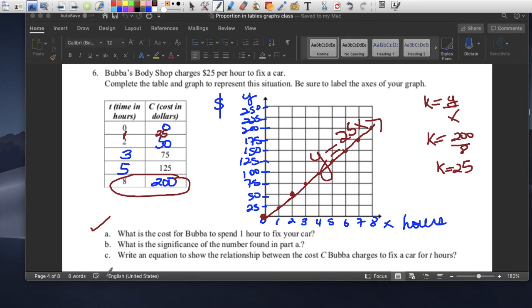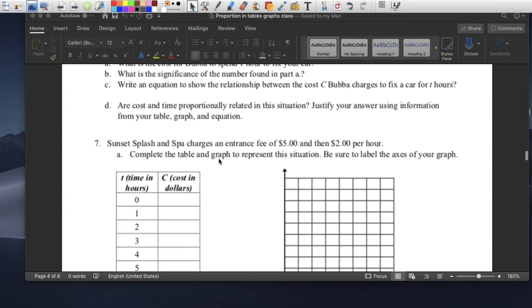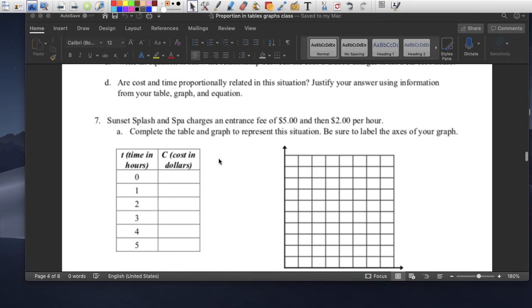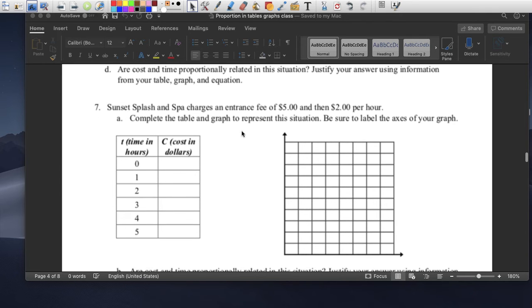So we already answered letter A. What is the significance of the number found in part A? What is the cost for Bobby to spend 1 hour? Well, the number for 1 hour is $25, right? And this is called our unit rate. Once you know that, everything else becomes super easy. Write an equation: we just did, y equals 25x. Once you find your constant of proportionality, it's very easy to find our equation. Are the cost and time proportional? Yes, it goes through 0, 0.